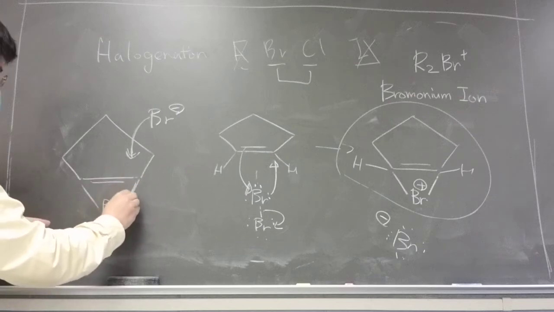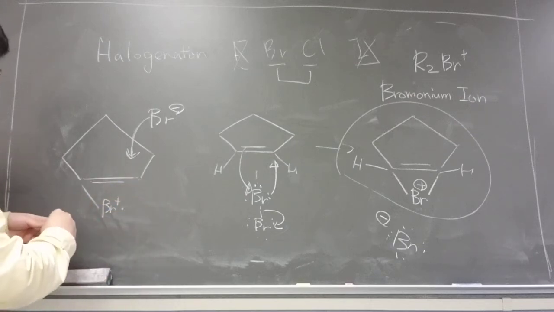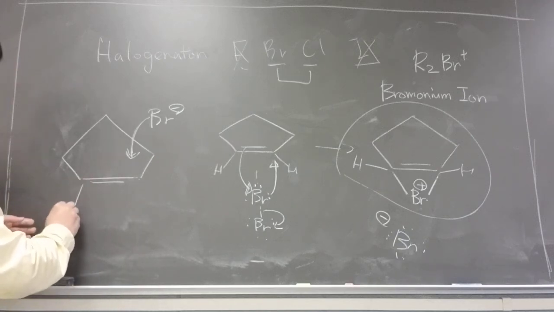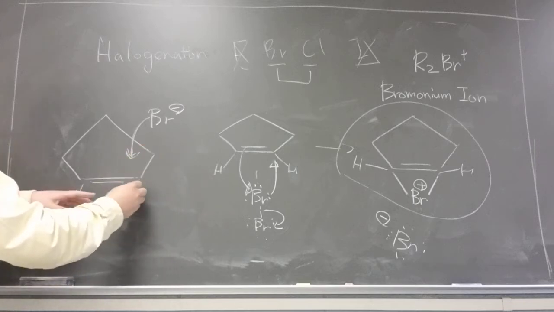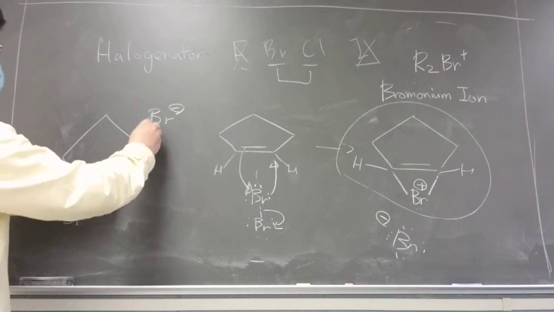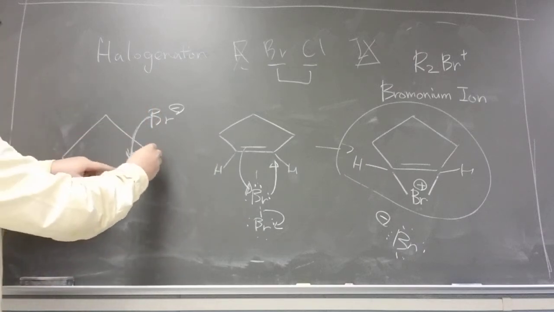So whenever it attacks, one of the bonds breaks, okay? And then it goes to this one, and the carbocation withdraws this pair of electrons from the nucleophile, right?